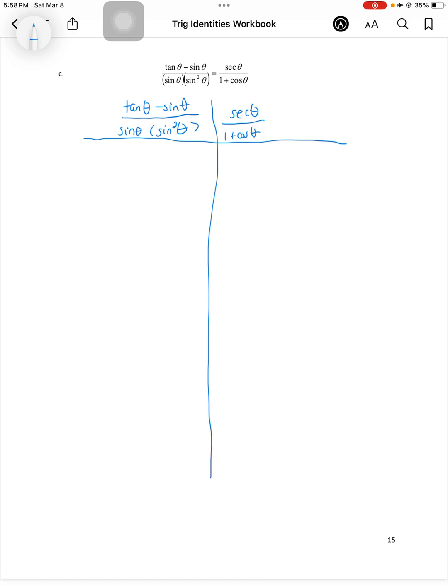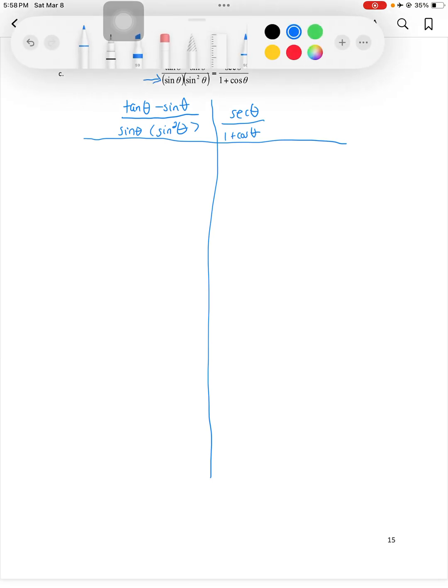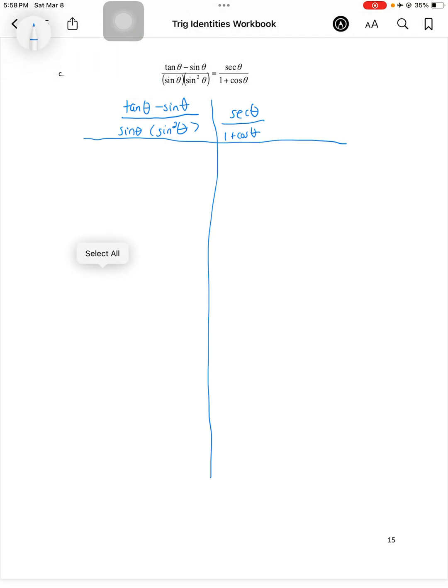So for this question here, you're not going to FOIL your sine theta and sine squared theta, because if you have sine cubed theta, that's not really anything on your formula sheet. So what we're first going to do instead is change everything on the left side into terms of sine and cos.